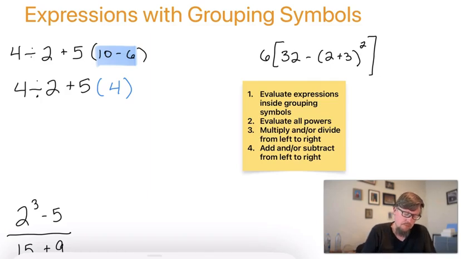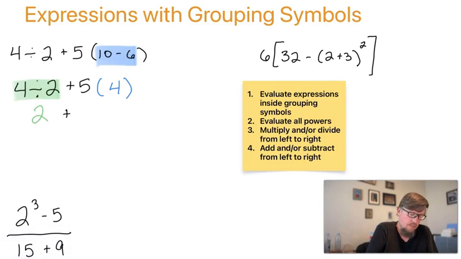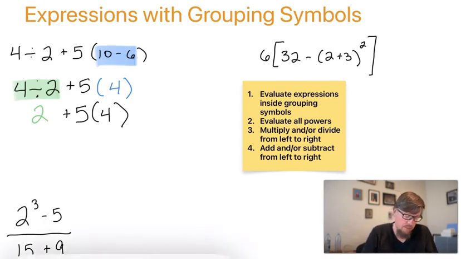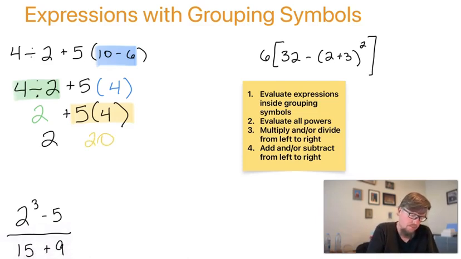So as we read this problem from left to right, the first thing we see is actually division, 4 divided by 2. So that's what we're going to do next. 4 divided by 2 is 2. And then we've got plus 5 times 4. The next thing we're going to do is the multiplication, 5 times 4. So 5 times 4 is 20. So we end up with 2 plus 20, which is 22. So 22 is going to be our final answer.